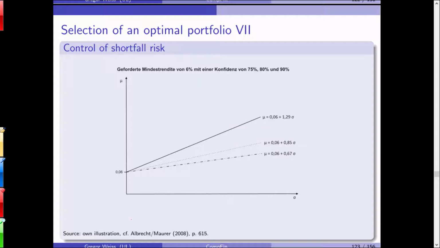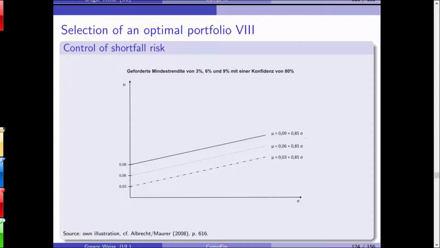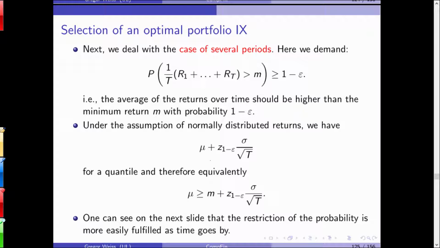And here you can see, for example, with the expected minimum return of 6%, in this mu sigma graph, that if you change the risk aversion and you try to control shortfall risk, then of course with higher risk aversion, this line slightly goes up, and it's also tilted. Okay. With different types of expected returns, you can see that this is moved in parallel upwards, and then you have just yet another constraint in your optimization.